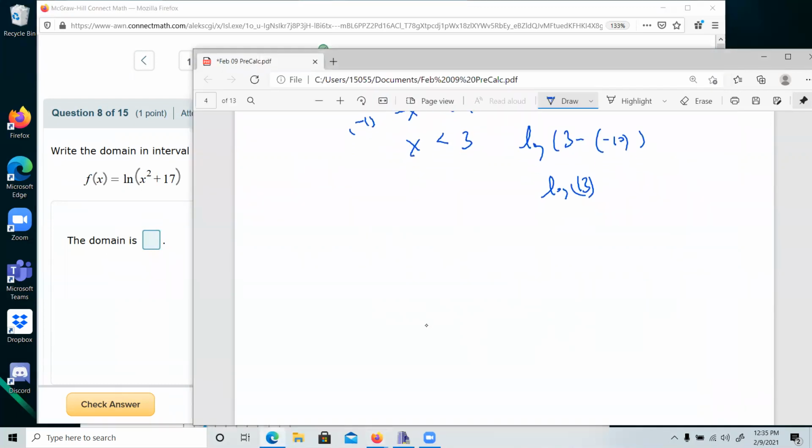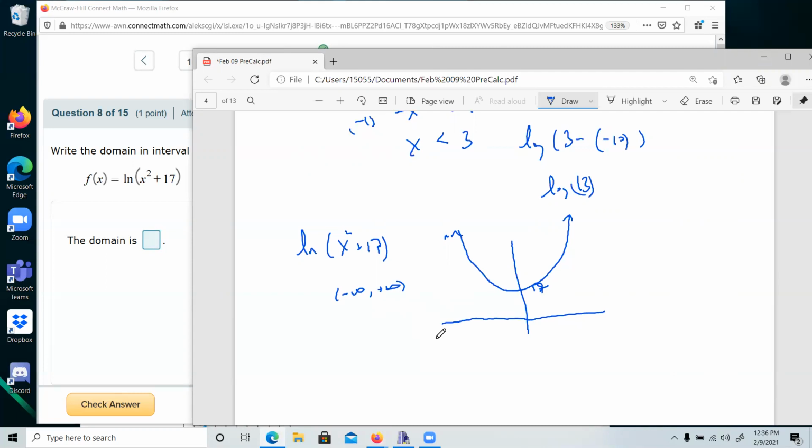Okay, so I have natural log, and again, the base doesn't make a bit of difference. X squared plus 17. Well, what does the graph of x squared plus 17 look like? Isn't that x squared with a vertical shift of 17? So this is my graph. Where is this negative? Never negative. So my domain here is all the real numbers, negative infinity to positive infinity.